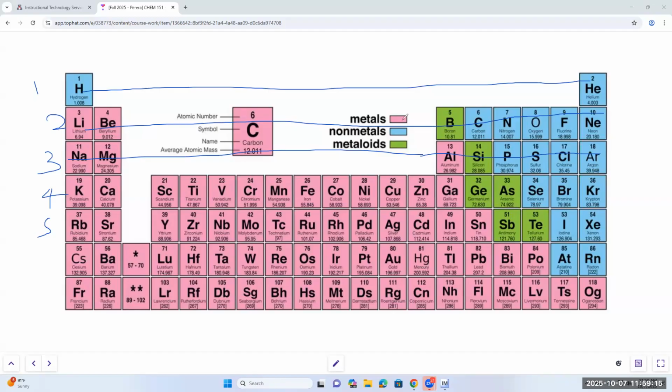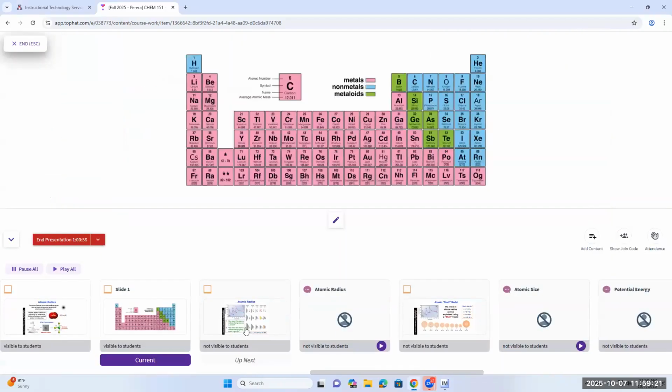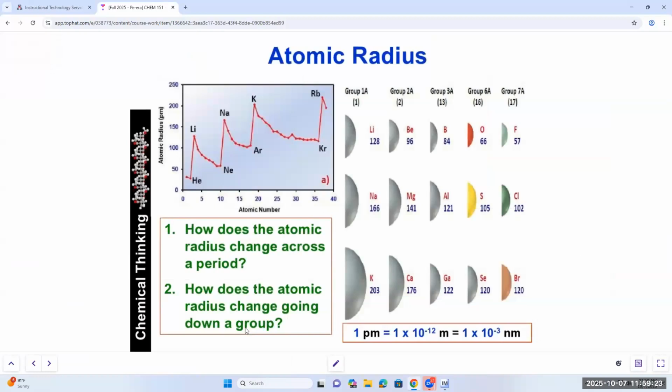Now that we know the difference between groups and periods, what I want you to do is answer these questions. I am showing you some data. On the y-axis, I have the atomic radius, and on the x-axis, I have the atomic number. Based on this data, I just want you to make some observations. How does the atomic radius change across the period, and how does the atomic radius change going down a group? Go ahead. That's all I'm asking you to do.